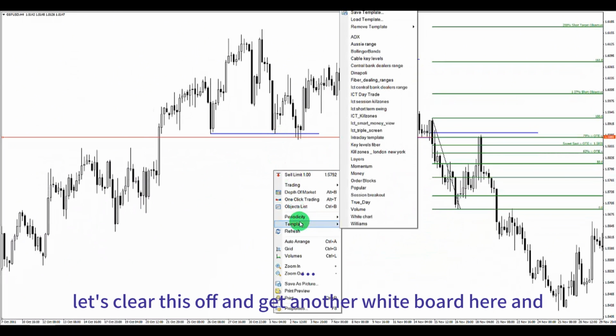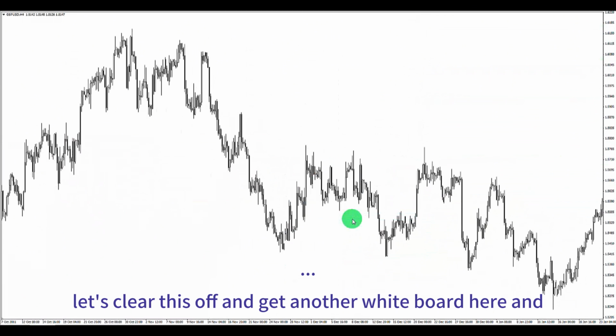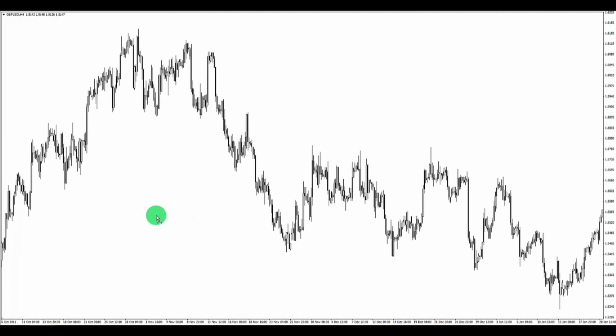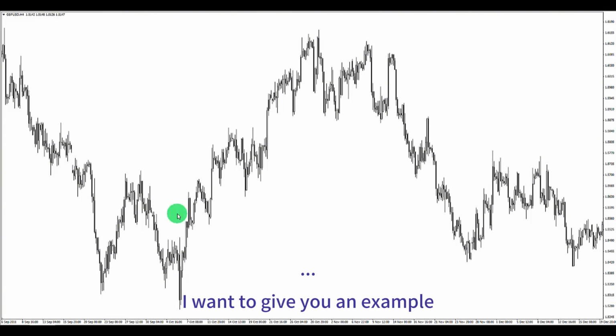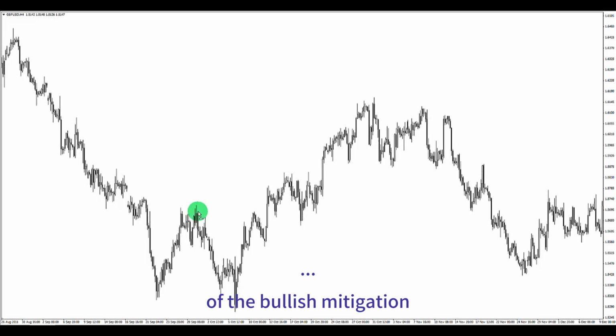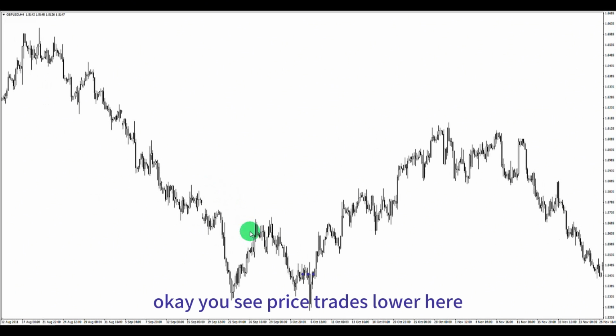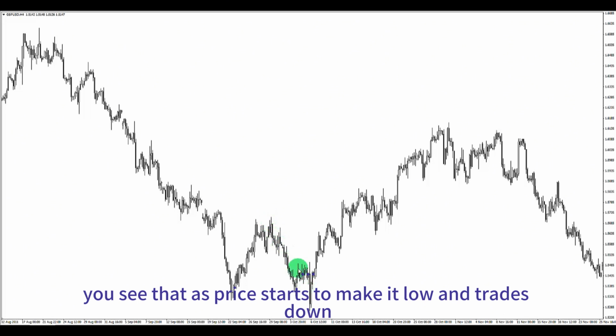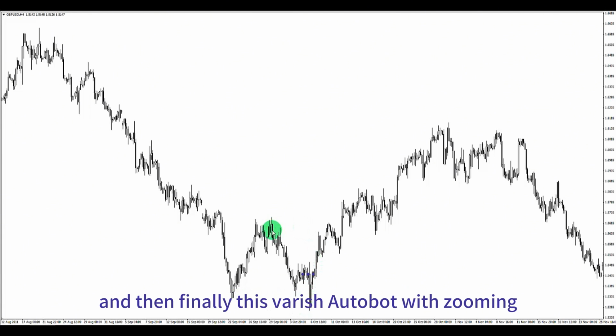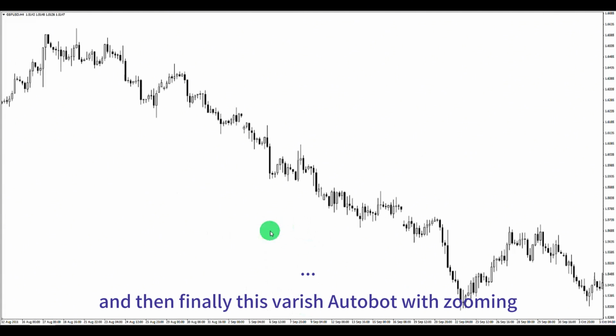Let's clear this off and get another whiteboard here. And I want to give you an example of the bullish mitigation. Okay, you see price trades lower here. As price starts to make a low and trades down, and then finally this bearish order block, let's zoom in.